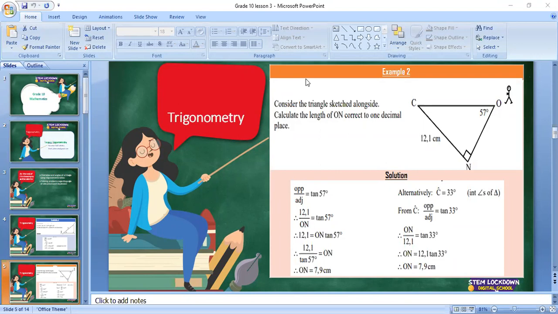We use sine when we have the opposite side and the hypotenuse side. You must check the sides you have on the triangle. On the triangle there are three sides, so you check which two sides are involved: there must be one you are given, and the other one you are looking for.